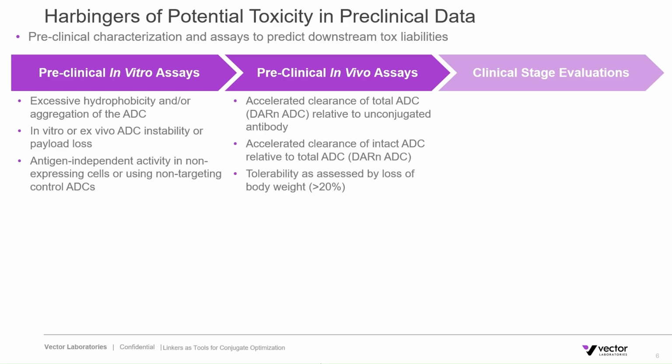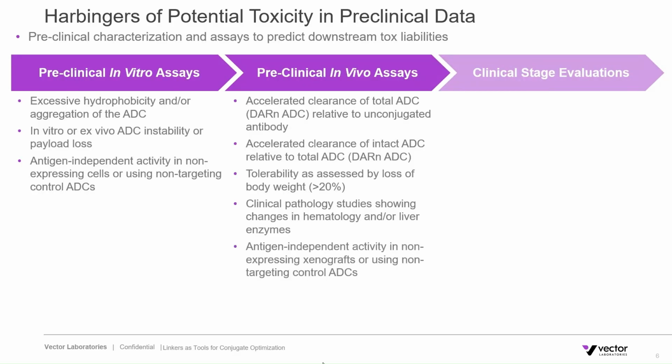Tolerability, as assessed by a loss of body weight greater than 20%, suggests tox. Less than 10% or 20% might suggest a narrow therapeutic window. It's almost essential to run clinical pathology studies in discovery phase. Antigen-independent activity can indicate a nonspecific uptake by these non-targeted tissues, and again, suggest tox.